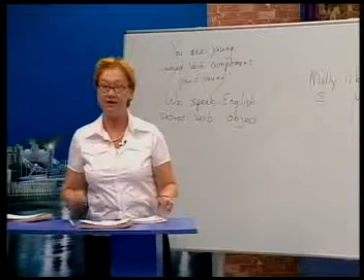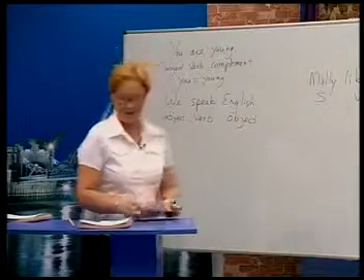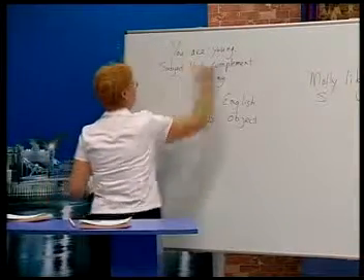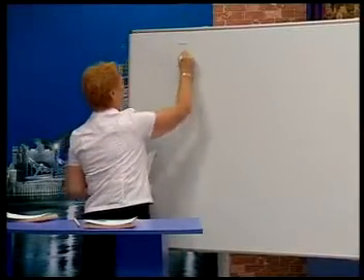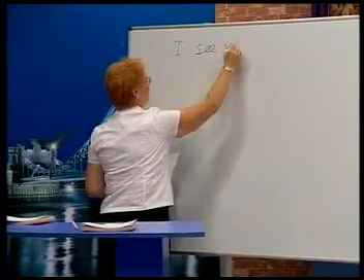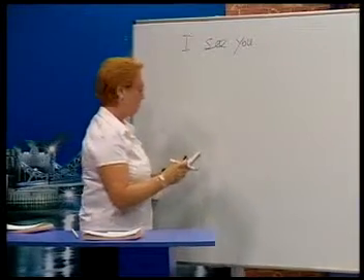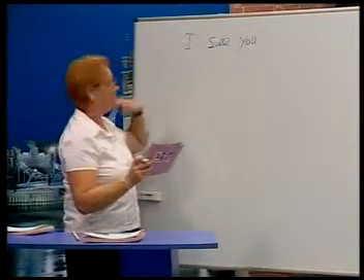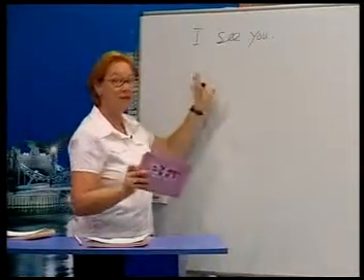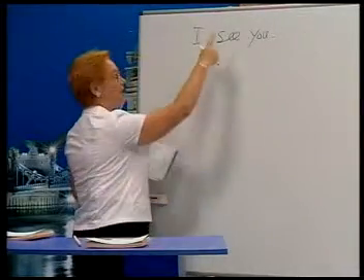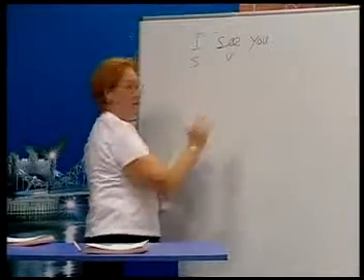Now, let's look at some more sentences. And notice that in English, let me show you the sentences first. Okay, first sentence. I see you. Notice that in English, there's always a subject and a verb. Always, 100%. Okay? And the verb comes after the subject. Subject, verb. Okay?